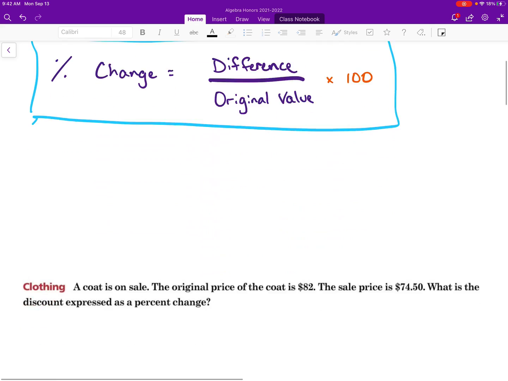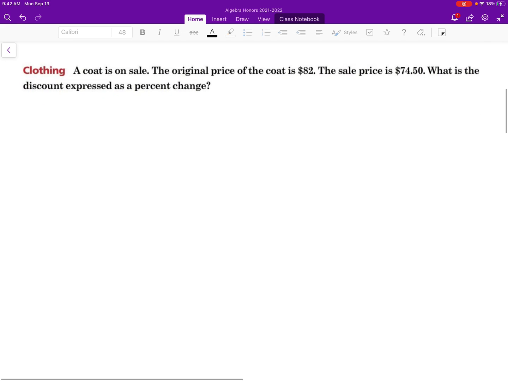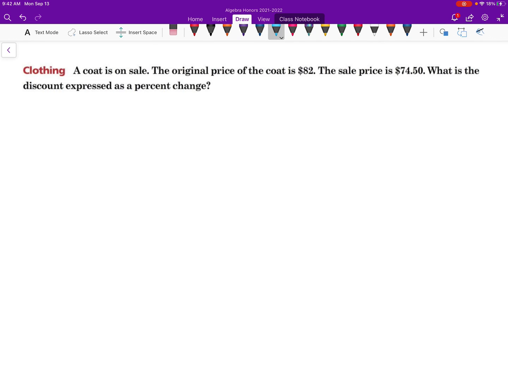So let's go ahead and take a look at our first example. I have a coat on sale, and that coat's original price is $82, and it is now on sale for $74.50. So I want to figure out what the discount was, and we're going to express that as a percent. So again, with our percent of change, we're going to do the difference in the two numbers.